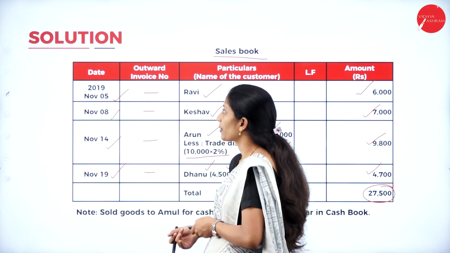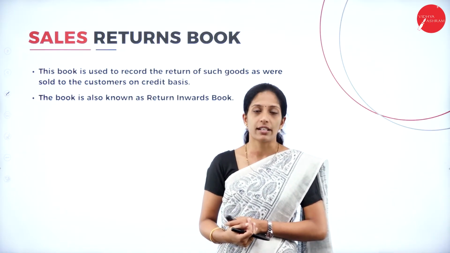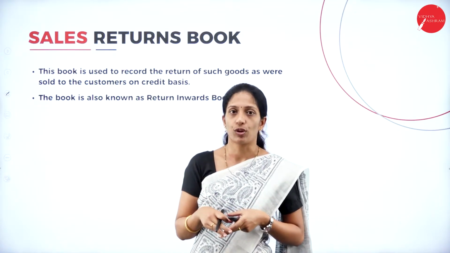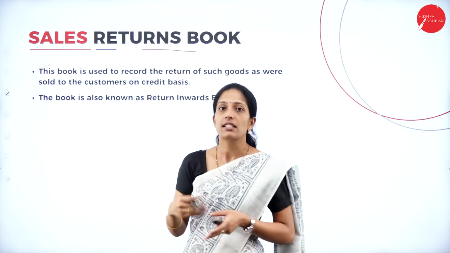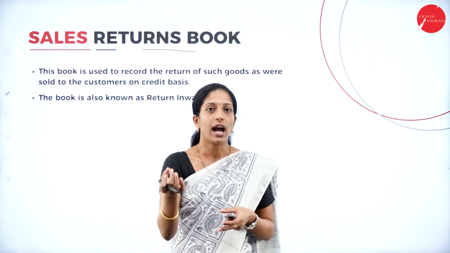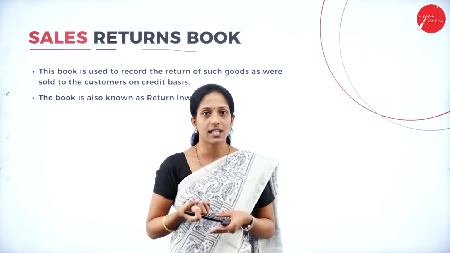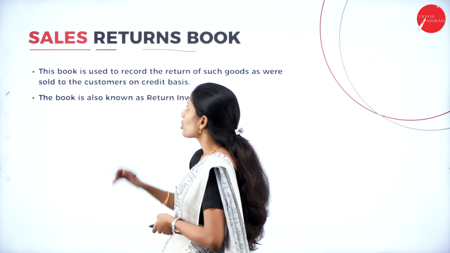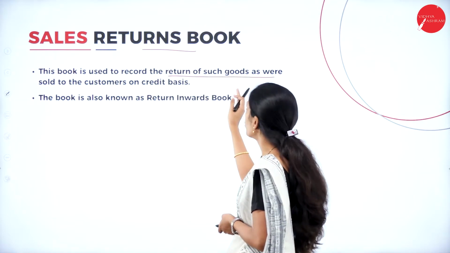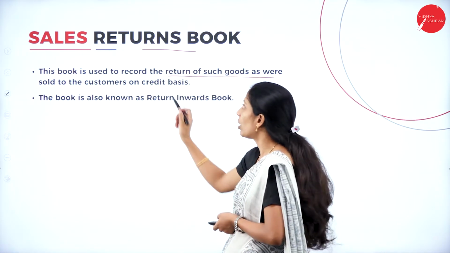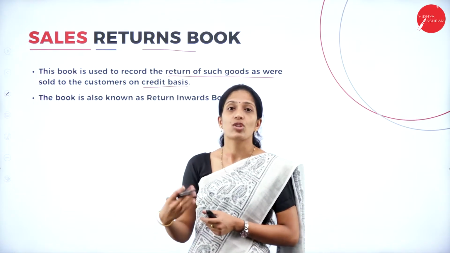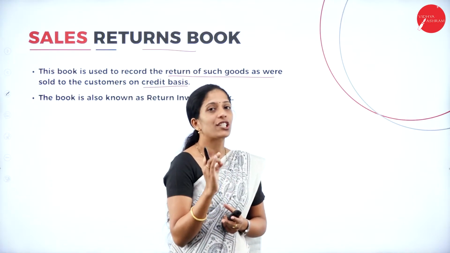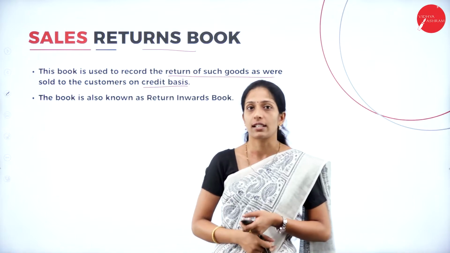record your sales book. Now, the next subsidiary book is sales returns book. So let us see what type of transactions we have to record in sales returns book. So here the word itself tells sales return, in the sense we have already sold and the customer is returning us back. So such type of transactions are recorded in sales returns book. So this book is used to record the return of such goods as were sold to the customer on credit basis. So if we have sold goods to the customers on credit basis and if they are returning us back, so such type of transactions are recorded in sales returns book.